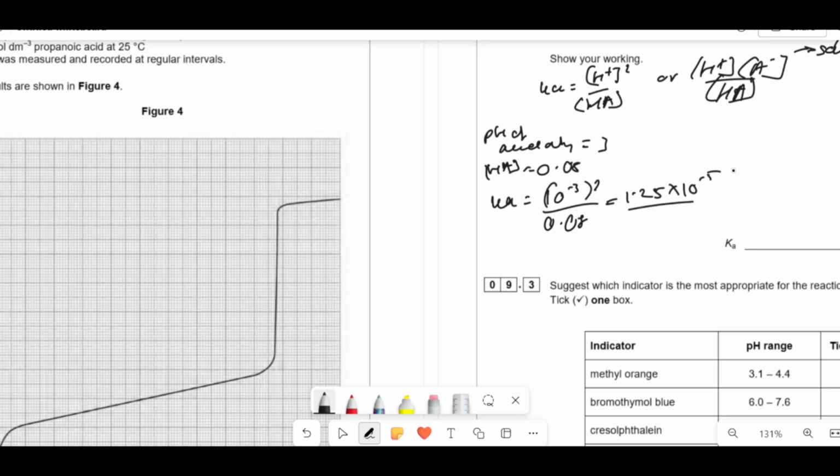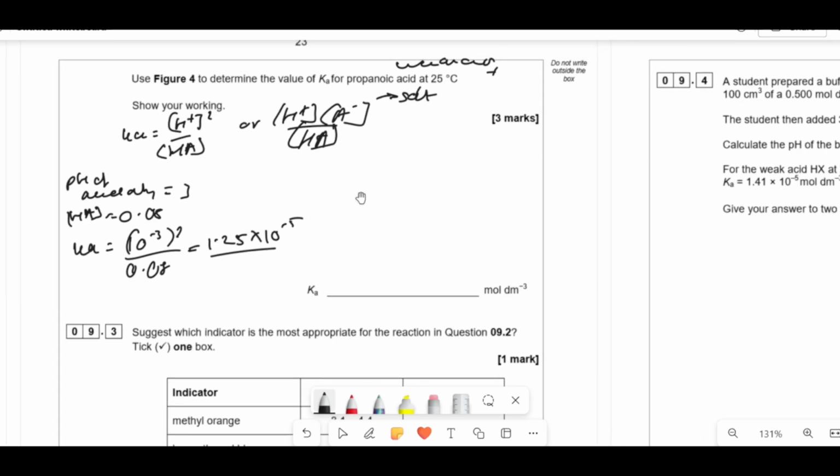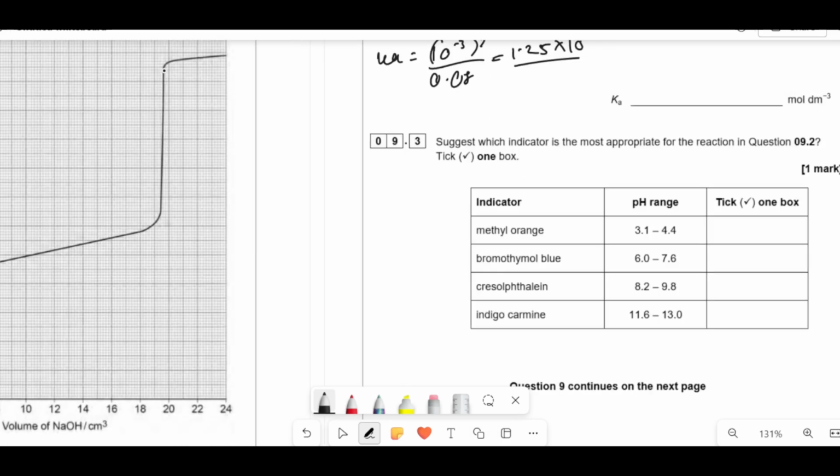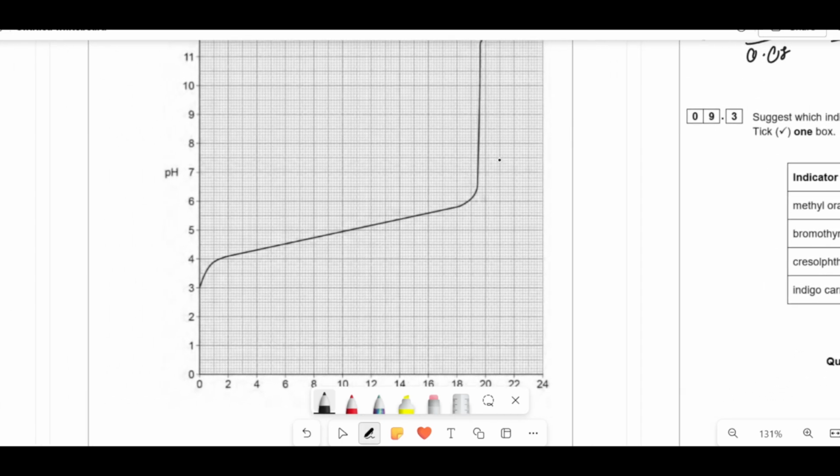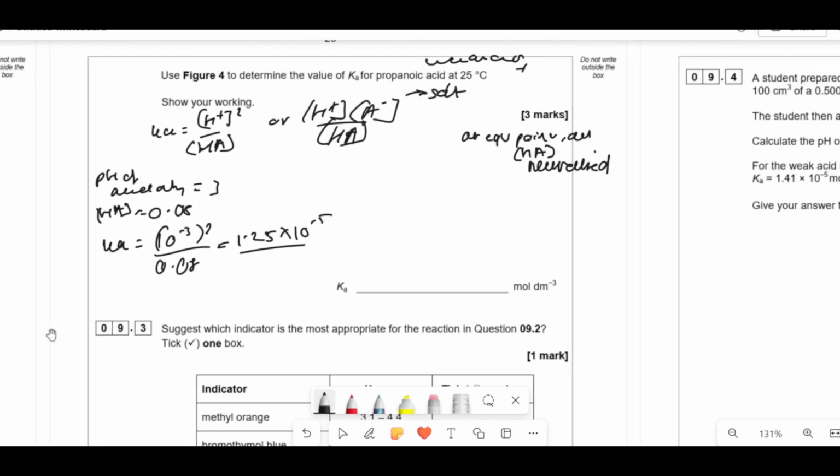That's one way. The other way is a bit more big brainy. So we need to look carefully at what's going on. At the equivalence point, all the HA is neutralized. So whatever this volume is, that will tell you how much NaOH is needed to neutralize this thing. Now, if we go halfway to the equivalence point, the half equivalence point, let's have a look at what happens.